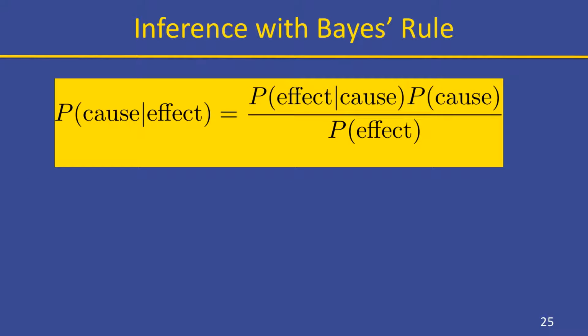So this is Bayes' rule written in terms of cause and effect as opposed to x and y or a and b. The probability of a cause given an effect is equal to the probability of the effect given the cause times the probability of the cause divided by the probability of the effect. The effect is what we observe. The effect is usually our observed variable, and the cause is unknown. It's our unobserved variable. We would like to determine its probability.